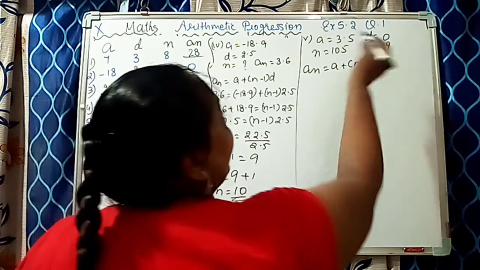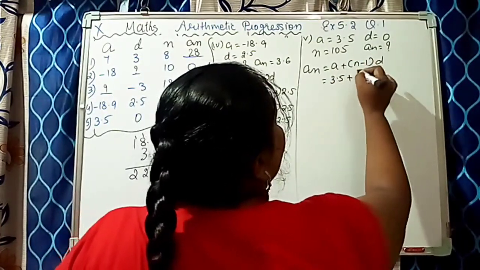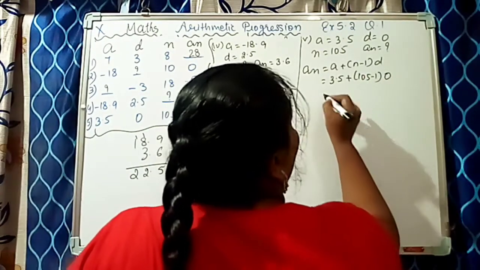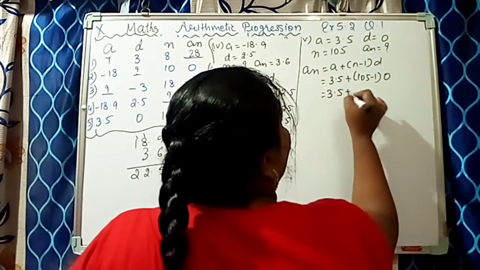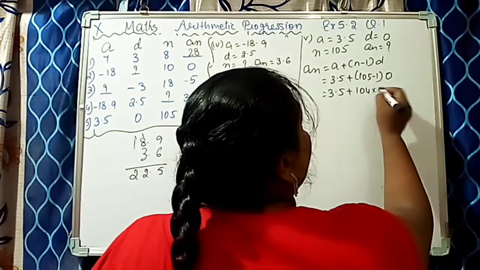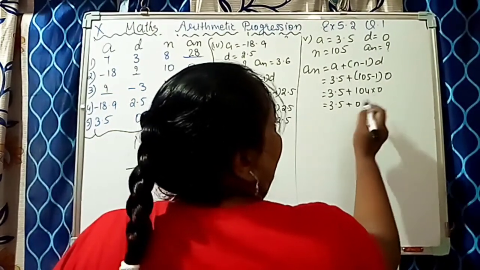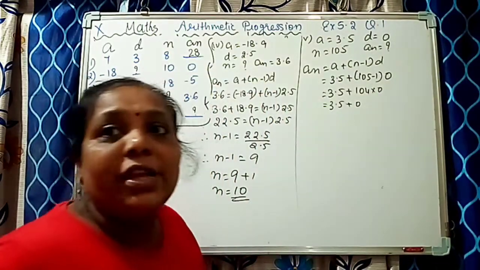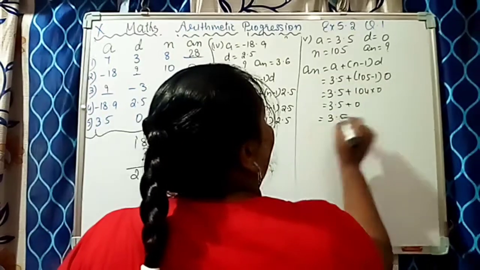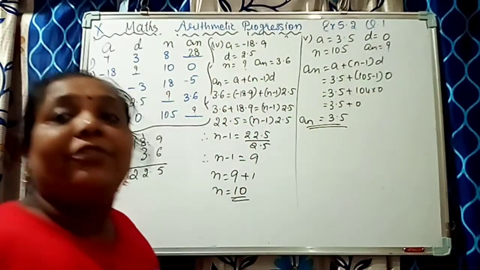Now we have to find this. So our A is 3.5 plus (N is 105 minus 1) and D is 0. So 3.5 plus 104 into 0. So of course 3.5 plus 0. Okay, 104 into 0 is 0 only. So our answer is 3.5. So AN is equal to 3.5 we have found out.